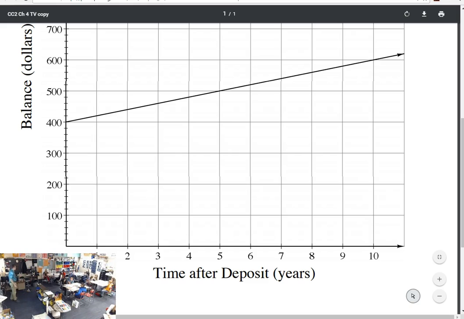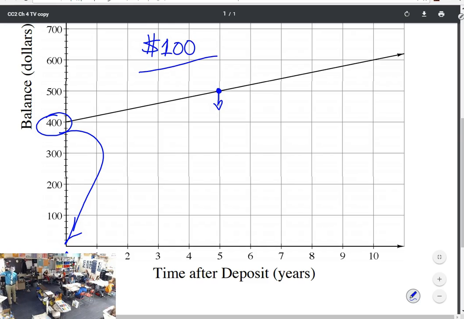Anybody know how much they started with here? What did Gustavo's grandma invest? Marvin? $400 was her investment, right? At 0 years, if you want to label on the sheet, this is 0. That's our start point. He had $400. So what we see is his growth to get to 5 years is how much? What did she make in 5 years? Really, it's her money. $100 in how long? So how much did the account make per year?